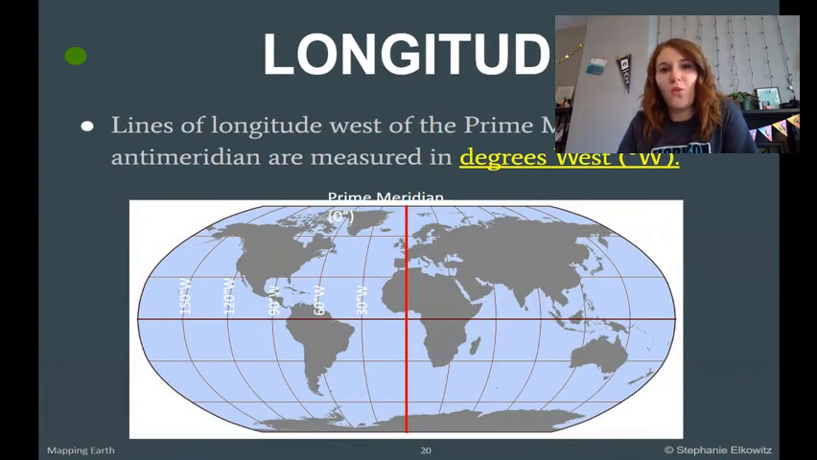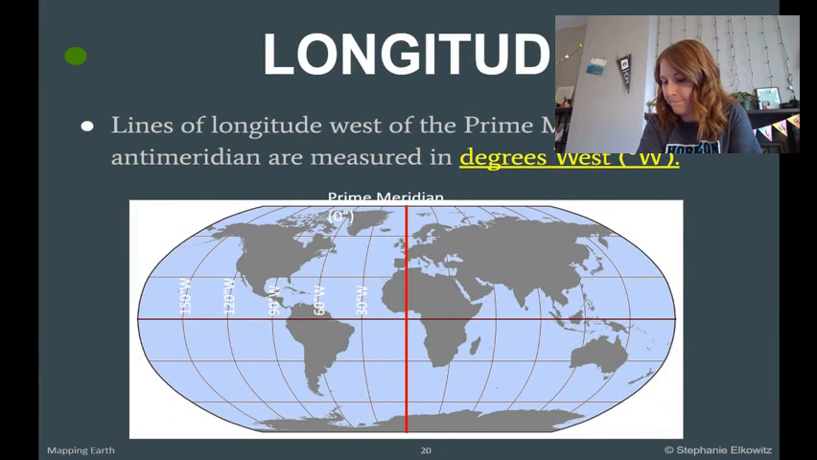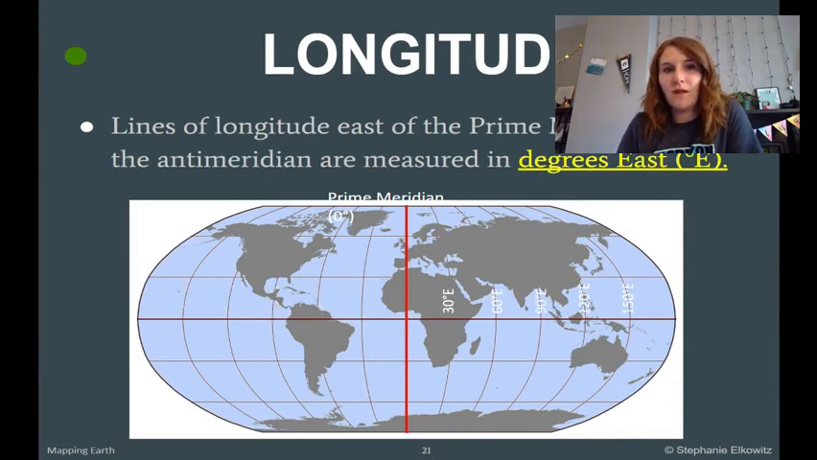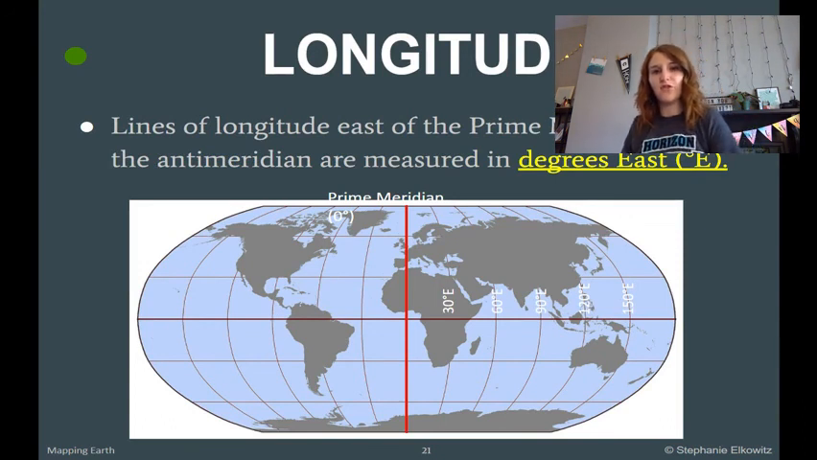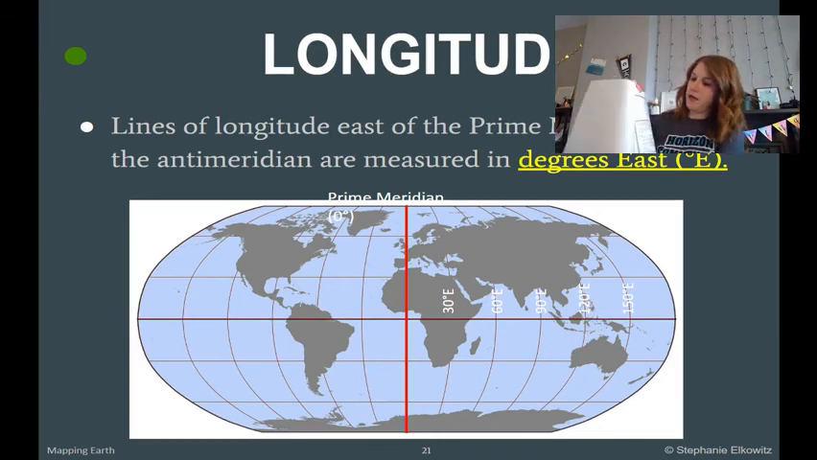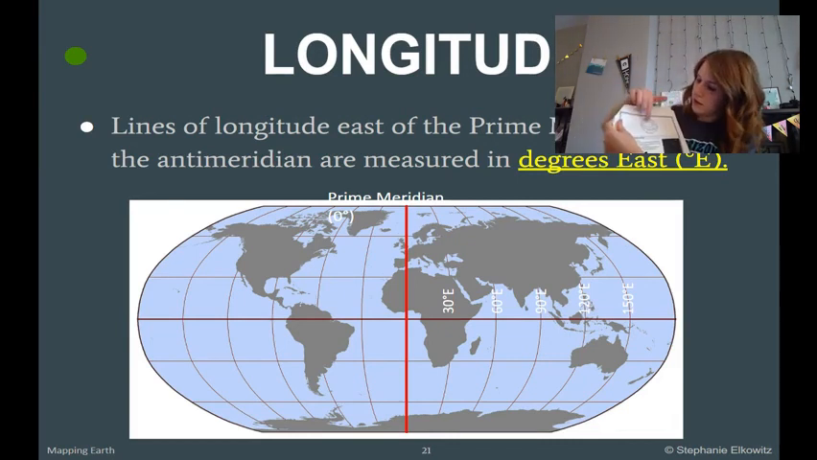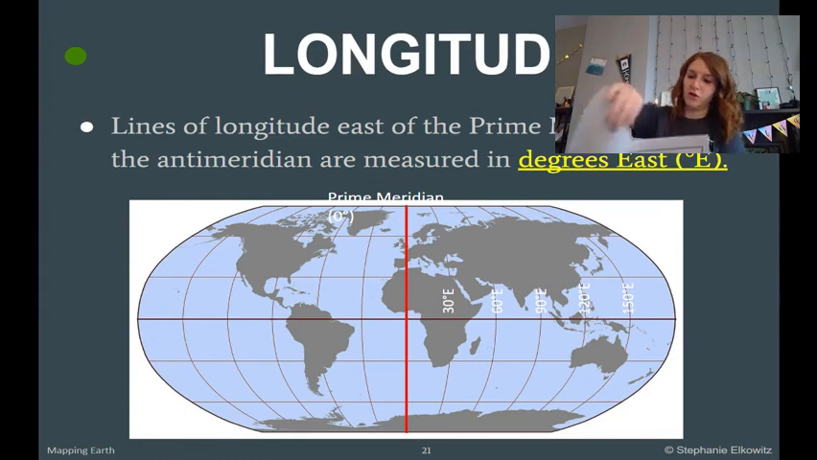Lines of longitude west of the prime meridian to the anti-meridian are measured in degrees west. They have the symbol degrees W next to them. Lines of longitude east of the prime meridian to the anti-meridian are measured in degrees east. And you can see the lines. Once you filled all this in on the next page, you have a nice little globe with all of the lines measured here that you can take note of.